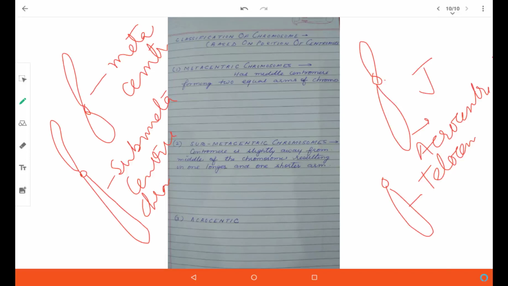Sometimes a few chromosomes have non-staining secondary constrictions at a constant location that gives appearance of a small fragment-like satellite, like this. This is not the primary constriction. This is called satellite.